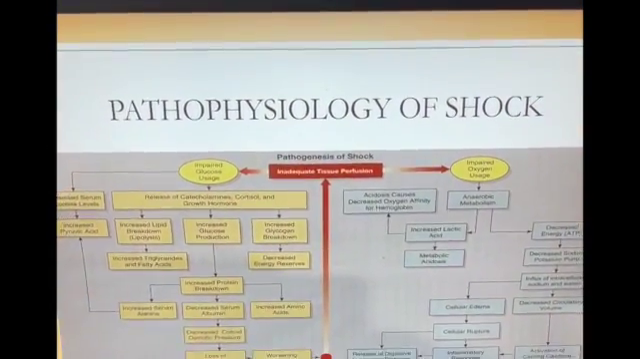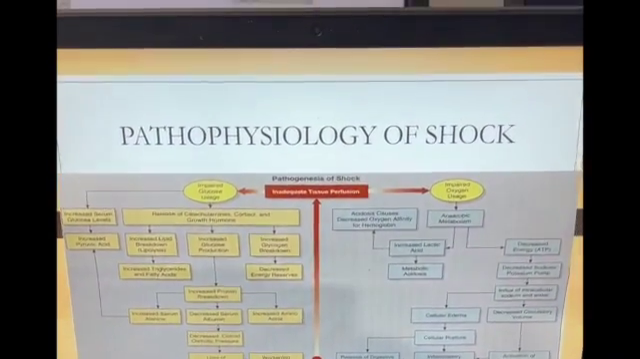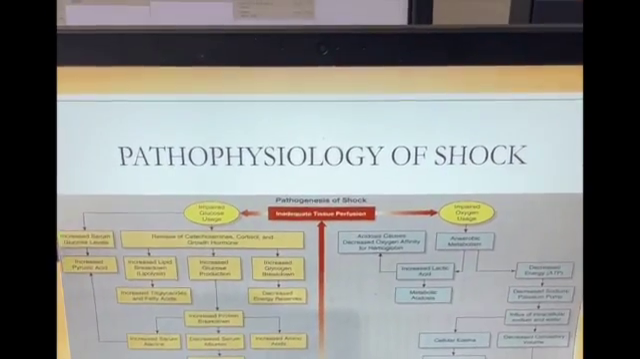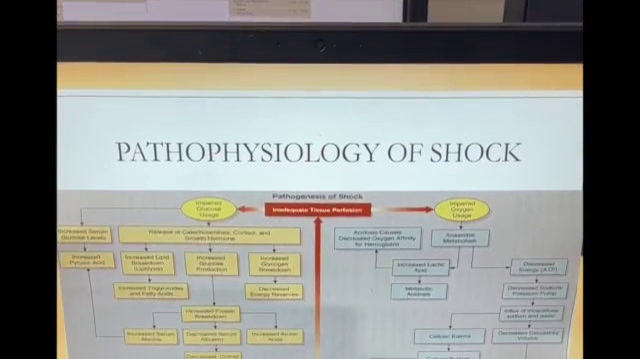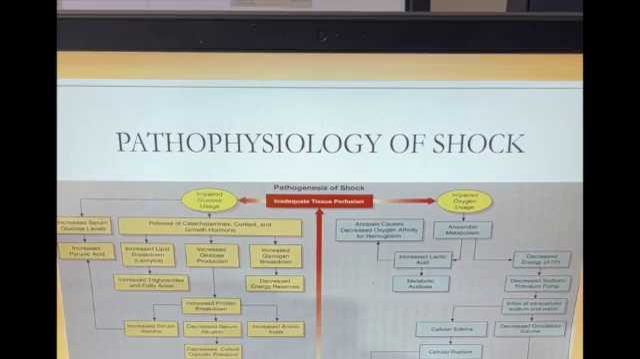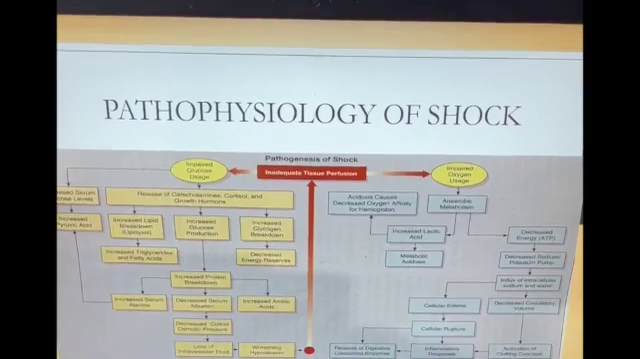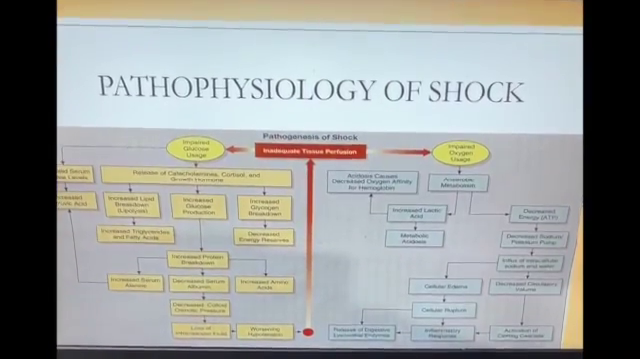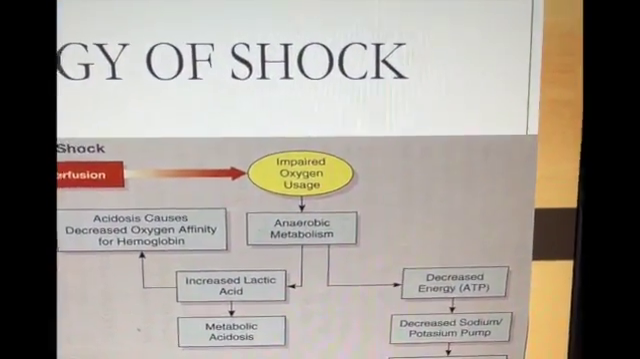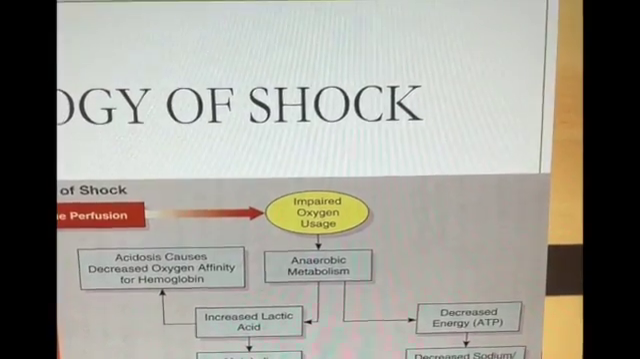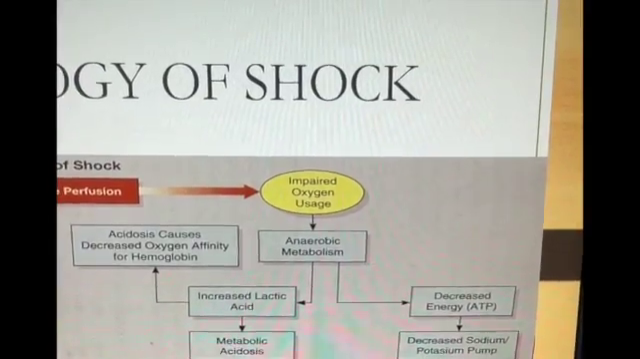So here is the pathophysiology of shock, and we're going to focus primarily on the left side here. This is shock due to the loss of oxygen, and it starts with going into anaerobic metabolism. Since we do not have oxygen, we're breaking down ATP using anaerobic metabolism. And you see how it branches off onto the right, decreased energy ATP, and now we're going to pull sodium across the cells, which leads to an influx of intracellular sodium and water.